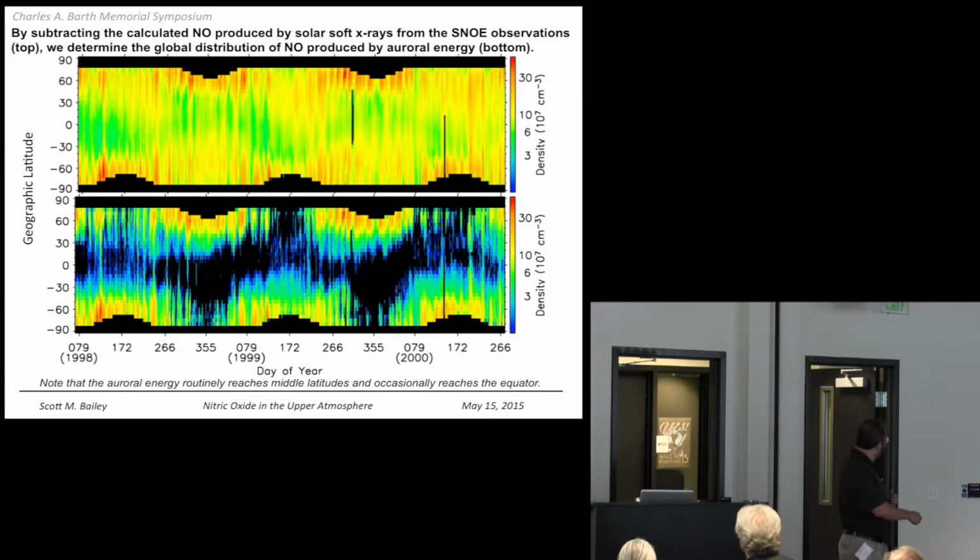It turns out that there is wind, but what it's carrying is heat, not nitric oxide. And the heat that it carries makes the formation of nitric oxide by solar soft X-rays more efficient than it would have been otherwise. That was the problem that Dr. Barth worked on near the end of his career.